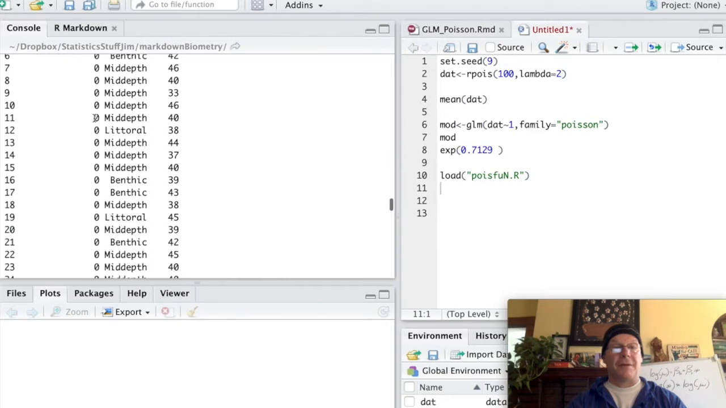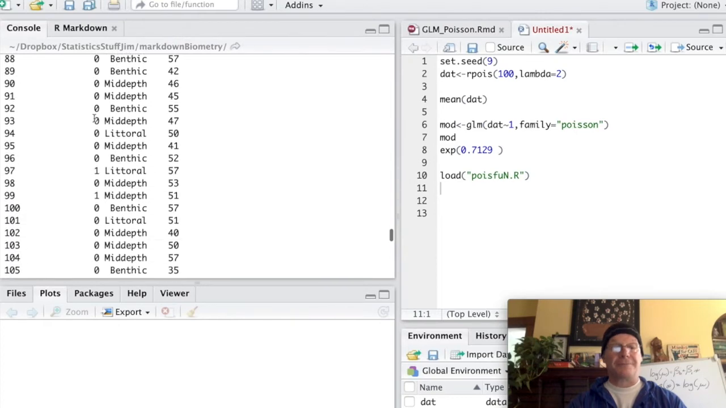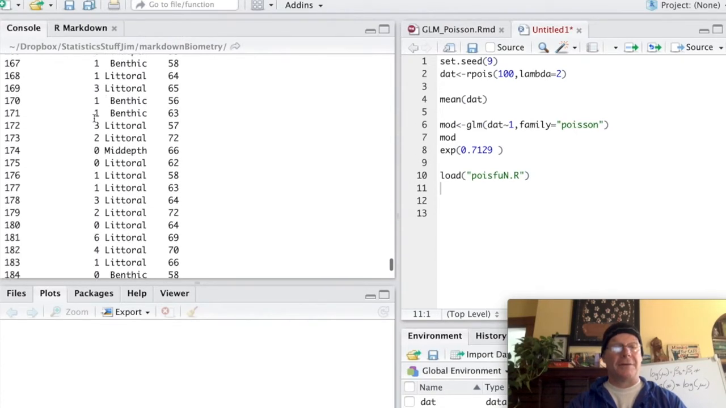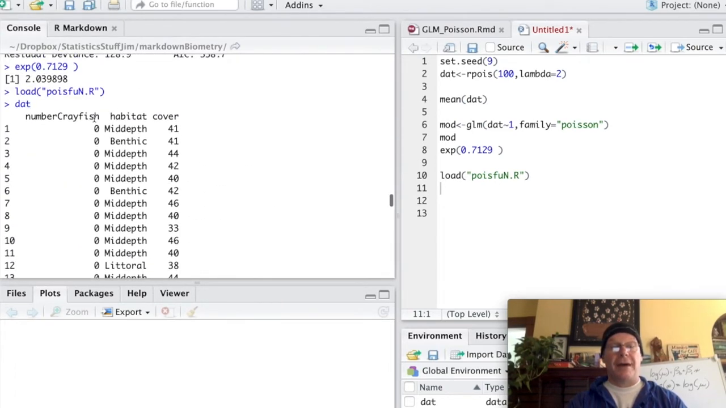This is the number of crayfish that you would see per square meter across all of these different habitats. And what do we have here? In total, we have 200 observations. And you'll notice that we also have a couple of factors that we might want to include in the model to see whether we can do an even better job at predicting the number of crayfish. We have habitat, whether it was in the mid-depth of a lake, or what I'm calling benthic, which would be deeper in the water. And then there's littoral, which would be at or near the edge of the pond.